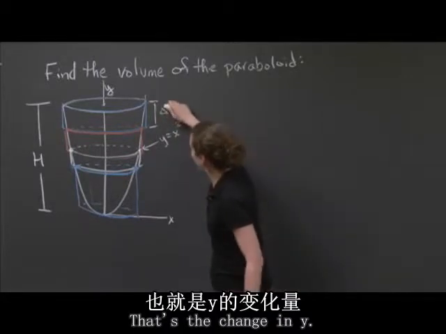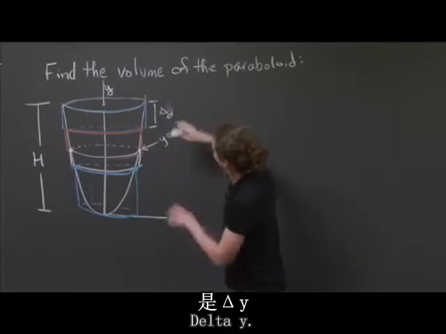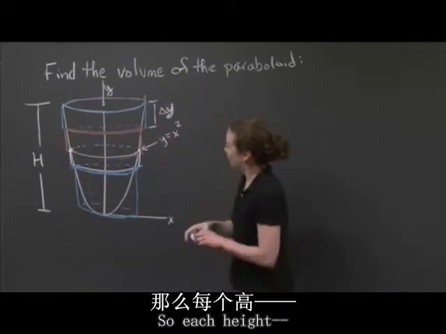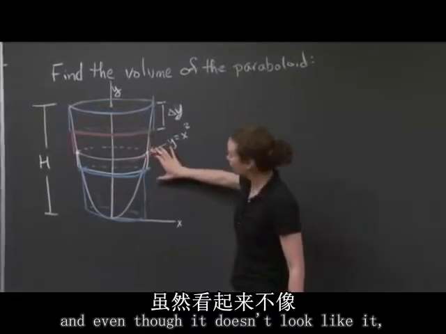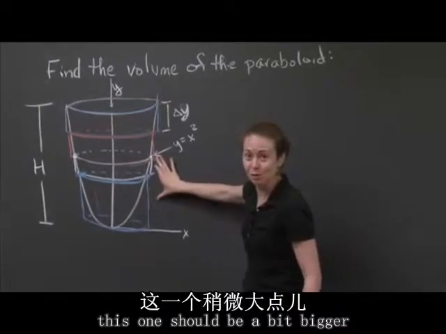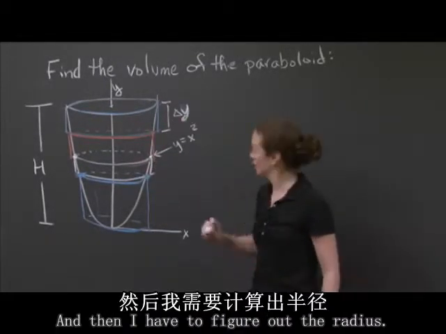That's the change in y. That does not look like a y. Let me try that again. Delta y. OK. So each height, even though it doesn't look like it, we're going to say that they're evenly divided. So let's make, in your mind, this one a bit bigger, and this one a bit smaller. So delta y is going to be a constant.